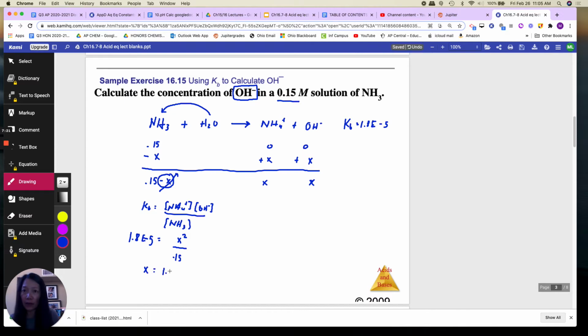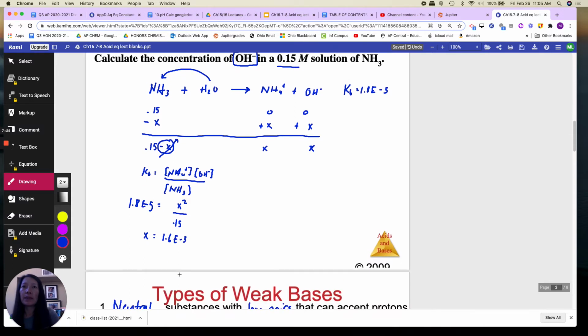1.6 E negative 3. Okay, so this number means that this is how much OH minus dissociated, and that is the question. We'll calculate the OH minus concentration. If they wanted to get the pH or the pOH, just log that number, and you get pOH, and then subtract it from 14.